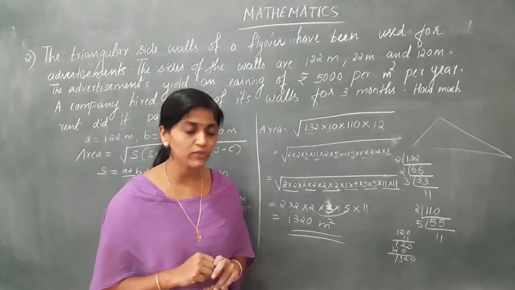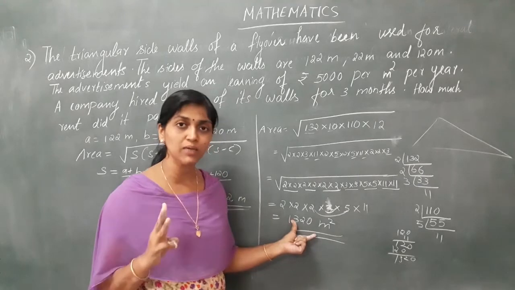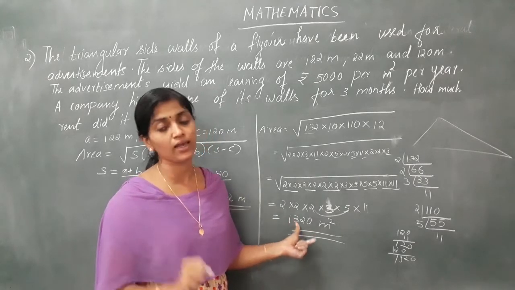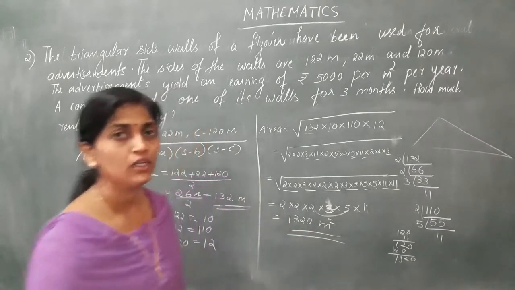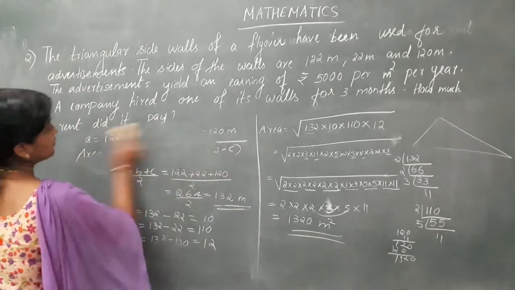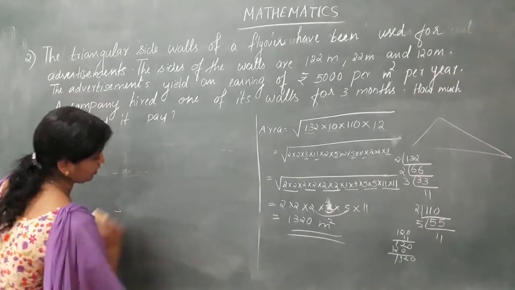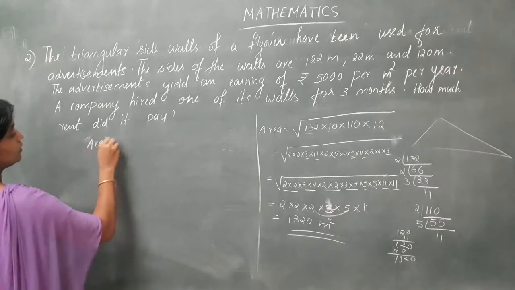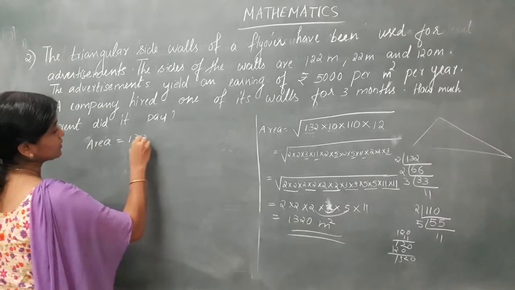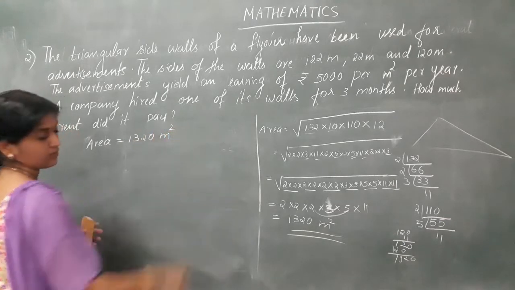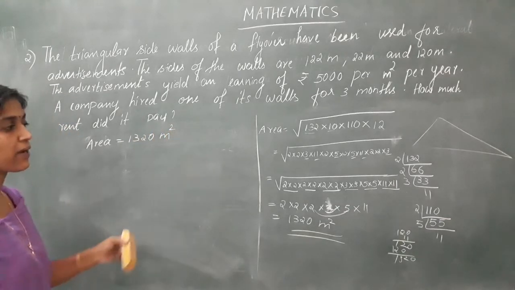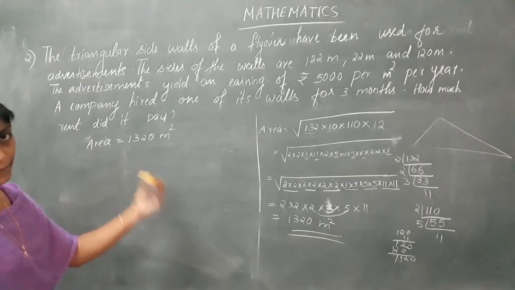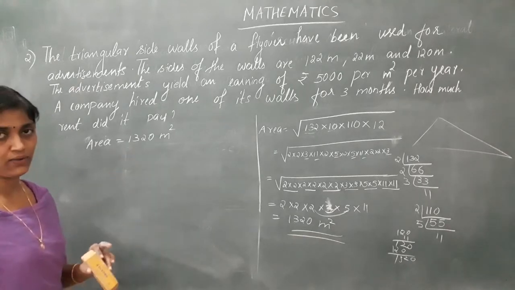So that much area they are using for 3 months. So we have to find, for using this much area for 3 months, how much rupees they have to pay. Clear? So for that, I got here area is equal to 1320 meters square.